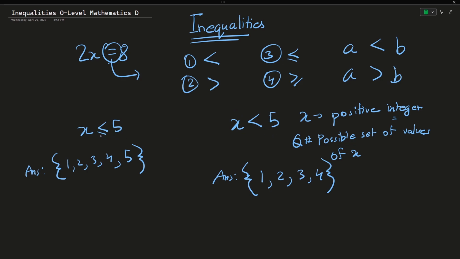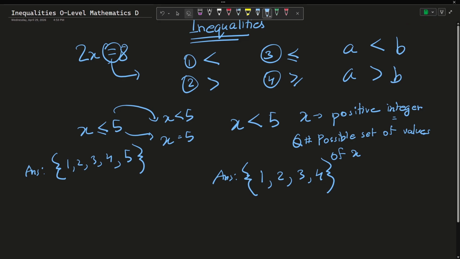But if you add less than equals to, that means that the possible set of values of x will be all the numbers less than 5, along with the restriction, obviously, positive integer, and it will also include 5, because, let me explain it like this, if you break it down, it would be x is less than 5 and x is also equal to 5. So yeah, that is the key difference between these two signs and these two signs.